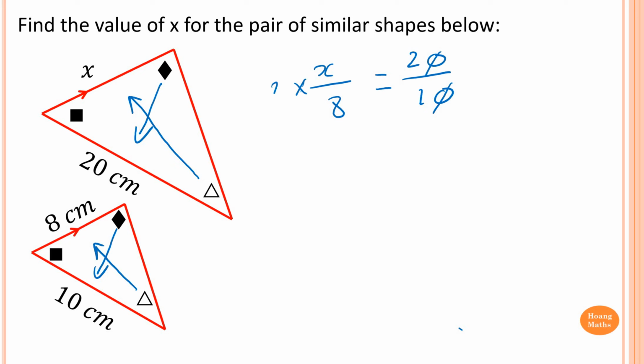So I times by 8, I times this by 8, so that cancels out. So x is 2 times 8, which is 16. Otherwise, just go 20 over 10 times 8. So therefore, x is equal to 16.